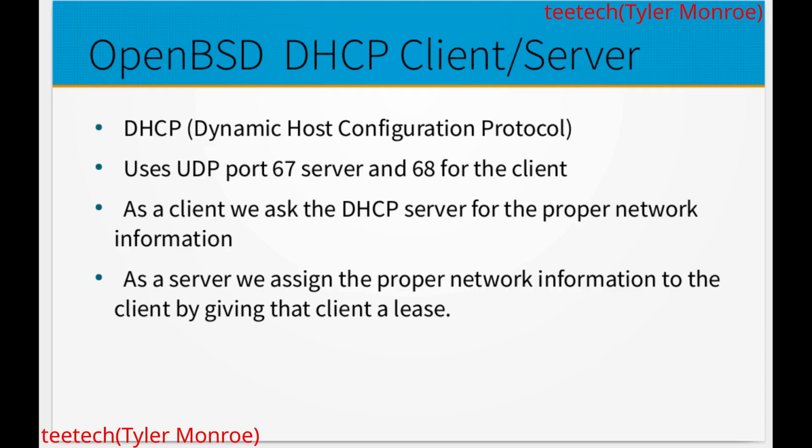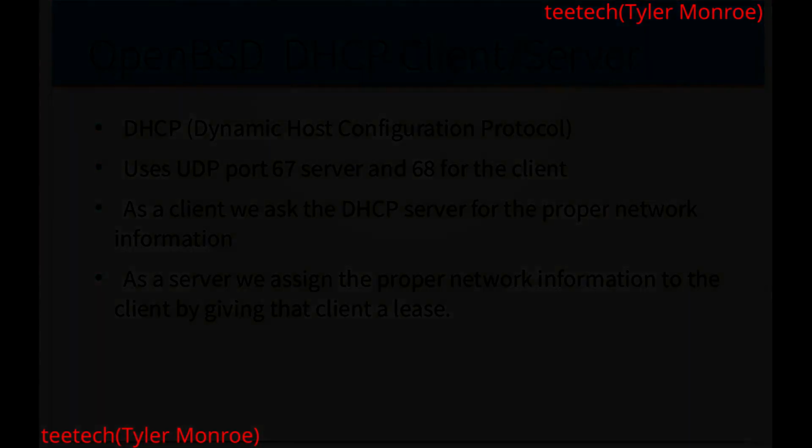So essentially, as a client, we ask the DHCP server for the proper network information, and as a server, we assign the proper network information to the client by giving that client a lease. So that is the basic rundown of what DHCP provides for us. And in the next one, we're going to talk a little bit more about it.